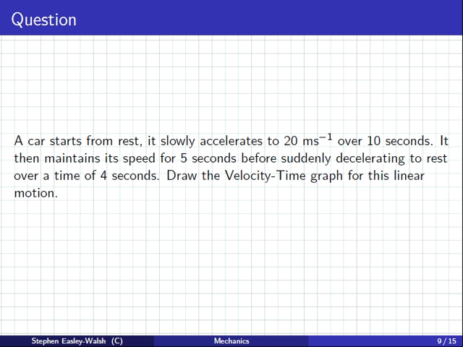So, here we have a car that starts from rest. It slowly accelerates to 20 in 10 seconds. It then maintains this speed for 5 seconds and then suddenly decelerates to rest in 4 seconds. I want all of you to draw the graph. Don't forget to include the numbers and the names, time and velocity. Okay? I'll draw it in a minute. Let me see you draw it first.